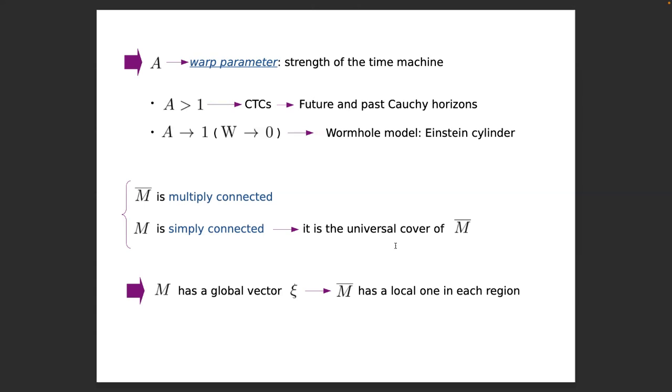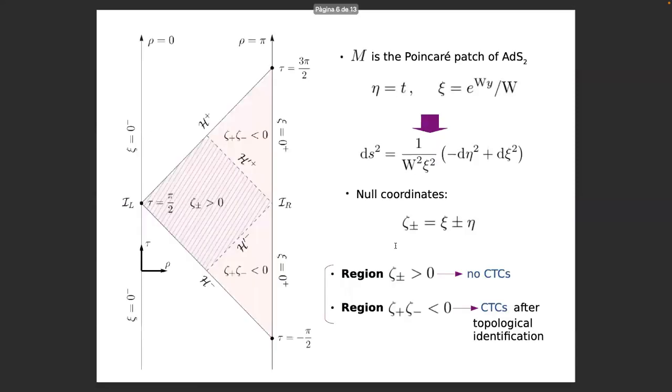Now we use the action of the group that is defined by that equivalence relation to take the definitions of our fields in the covering space and move them to the M bar spacetime. And just to give a visual idea of what this is, first I point out that this M, this simply connected space that is the covering space, is in fact the Poincaré patch of AdS2. And this W is related to the length scale of this AdS2, as you see by this change. So this is the complete Poincaré patch of AdS2, and it is where we perform our quantization of the field.